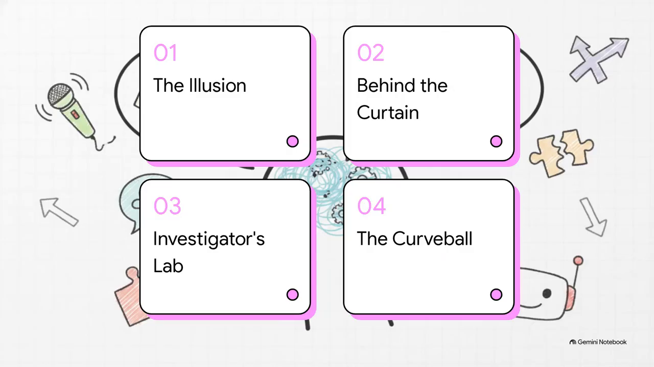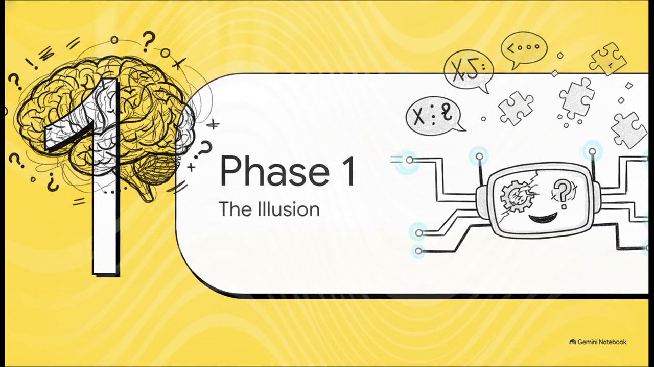To do this, we've got a 4-step investigation plan for today. First up, Phase 1, the illusion of understanding. Then, Phase 2, behind the curtain. Next is Phase 3, the investigator's lab. And finally, Phase 4, the curveball. All right, let's kick things off right now with Phase 1, the illusion of understanding.